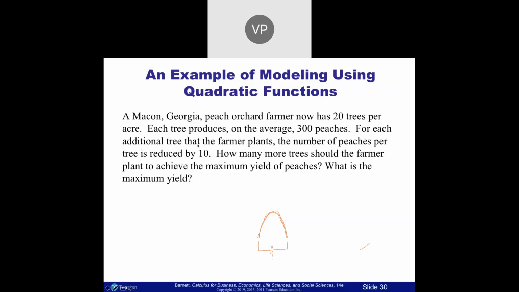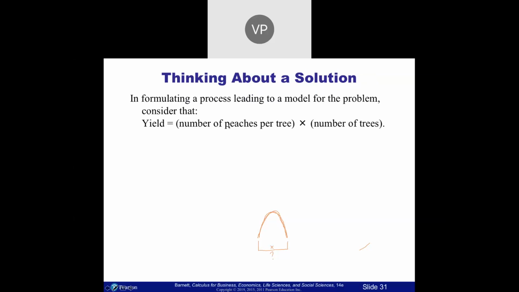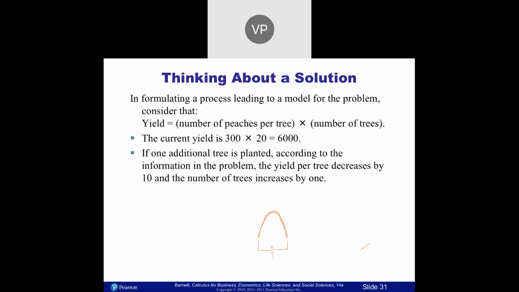Okay, now they're saying that every time you get an additional tree, the number of peaches per tree is reduced by 10. So right now it's 300 peaches, but if you plant another tree, you're going to lose some. That could be for a number of reasons: shade, resources, water, people to pick, lots of reasons. So right now we have this. Now if we have the additional one, it's going to decrease.